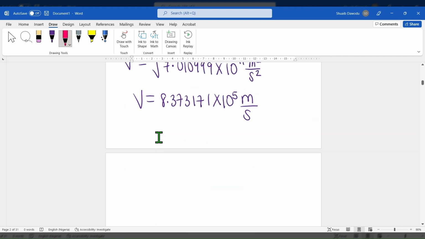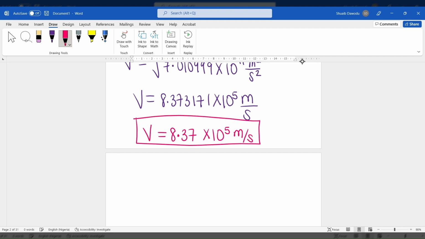So the velocity, or speed, ends up becoming 8.37 times 10 raised to the power of 5 meters per second. So this is the speed of the electrons ejected. So yeah, that's basically the answer.